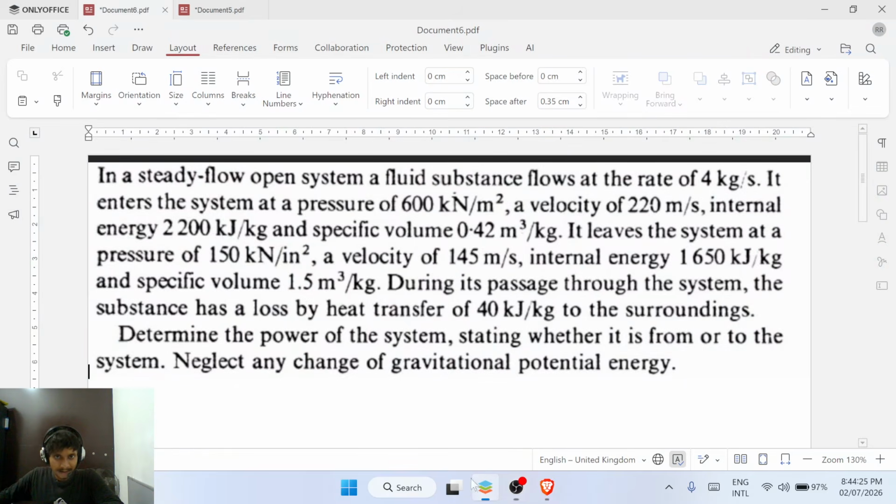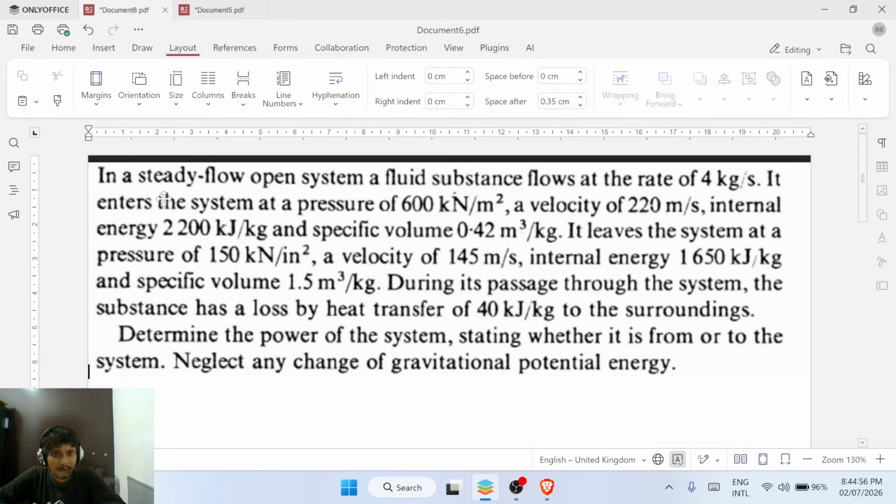Okay, let's discuss the next question. I'm expecting this question in tomorrow's exam of DMB 3301 Thermo. Now we are discussing the question for tomorrow's exam. This is the question we are going to discuss today. Read the question now.